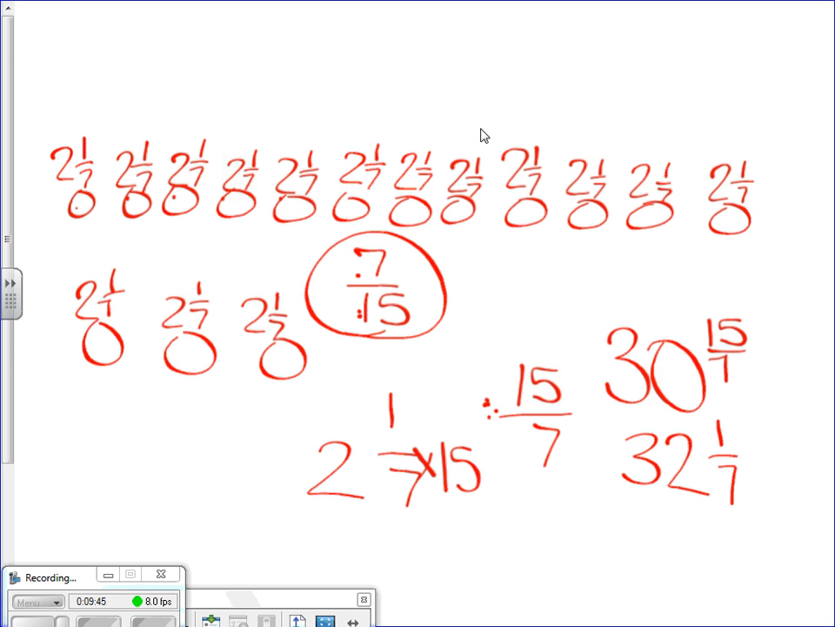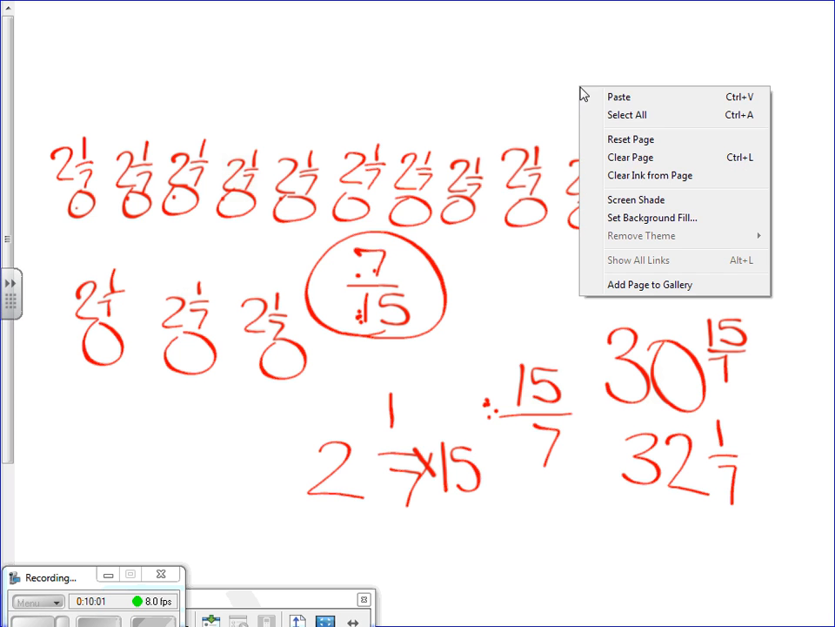That's easy. So it's 7 gallons divided by 15 jars. Okay? Not 15 divided by 7.